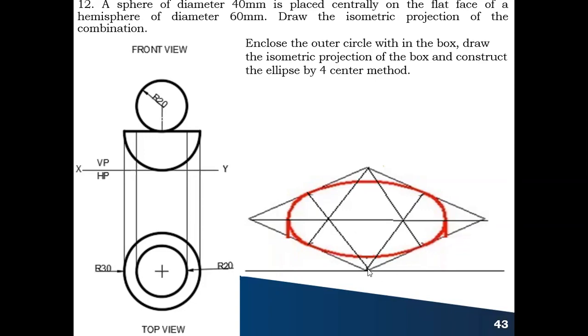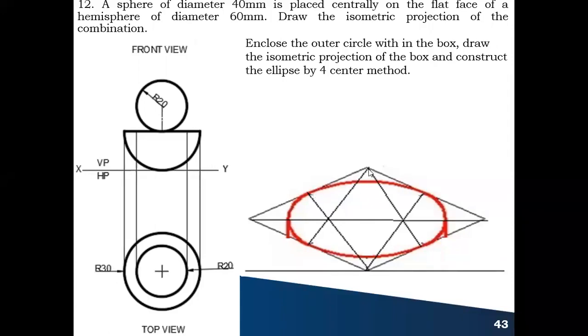Similarly, from this corner, you draw a line exactly at the midpoint of this side. From this point, you draw a line exactly at the midpoint of this side. Okay. So after this, you'll get 4: 1, 2, 3, 4. This as the center, either this or this as the radius, you draw an arc like this.